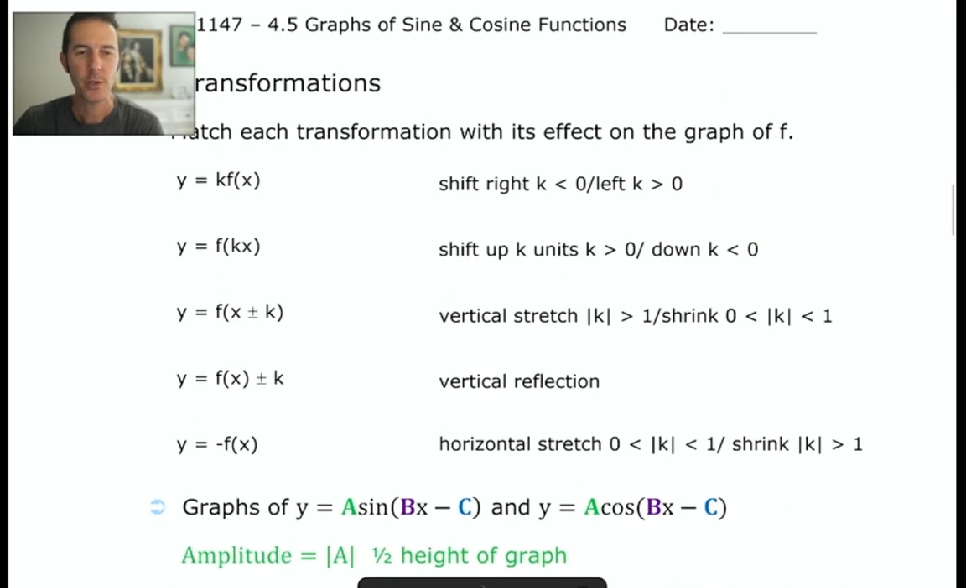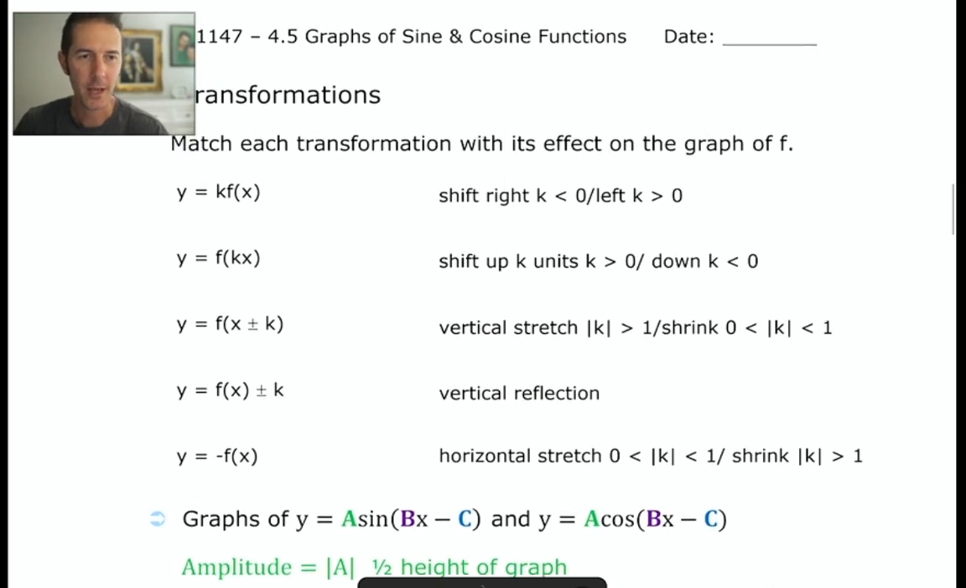Now transformations. We're talking about stretching, shrinking, shifting, reflecting, all things that you've done in an algebra class with parabolas. We're going to do them again here with these trig functions, at least sine and cosine in this lesson. And this is set up as sort of a little matching game.